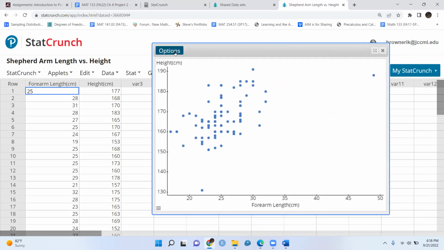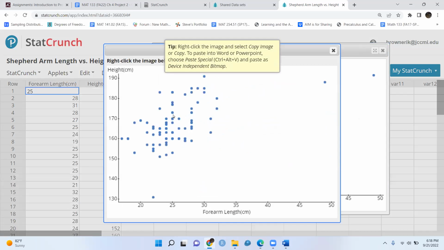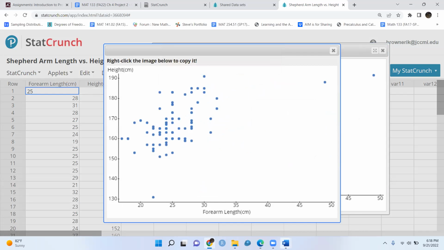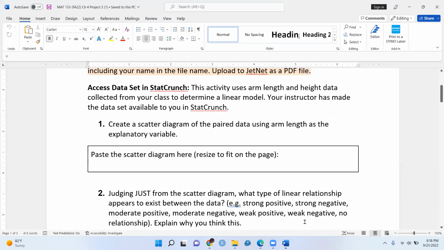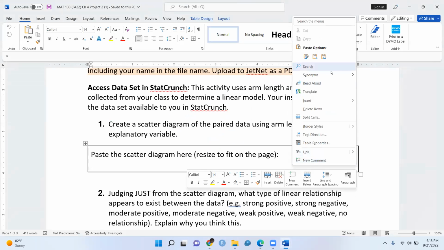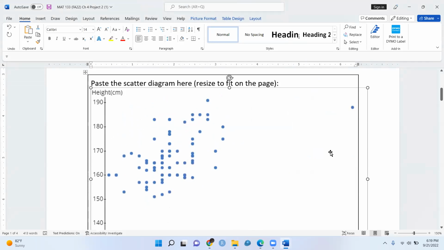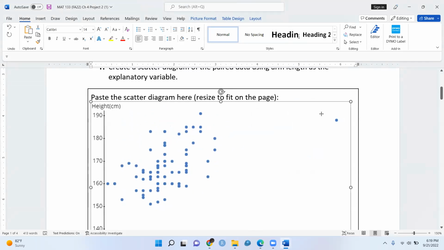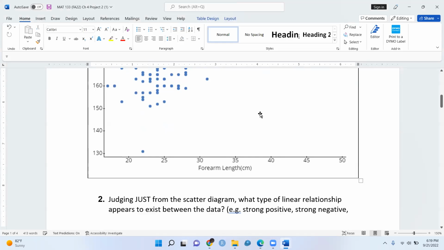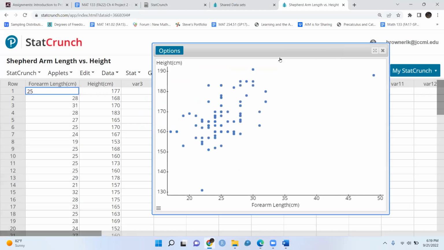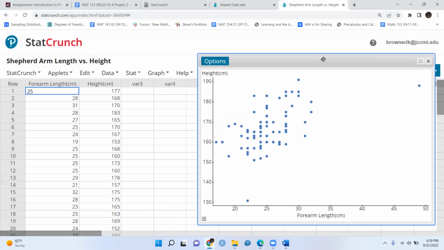And if you recall, the way we talked about copying it was going to options, copy. So it creates this new image. Right click it, copy image. Go over here, right click and paste. And there you have it. Now mine doesn't fit in the view screen, so I gotta make it a little smaller. Too fast? Too slow? We all good? Good.